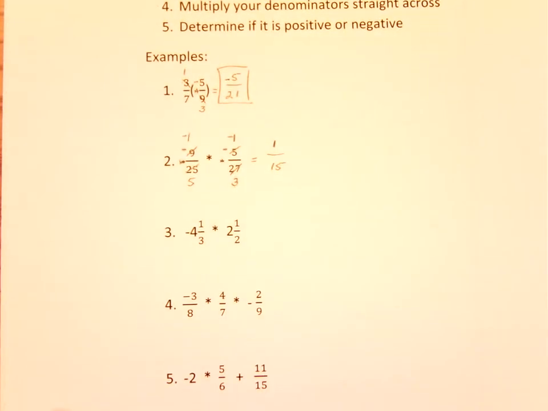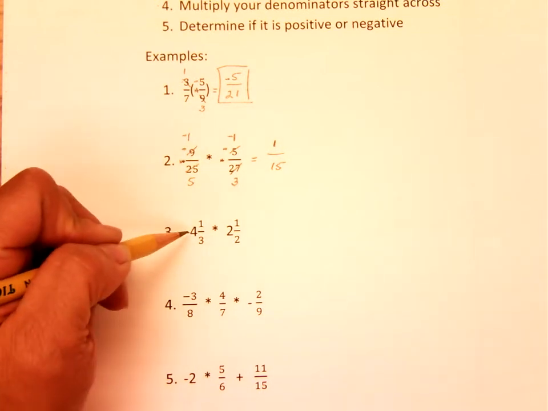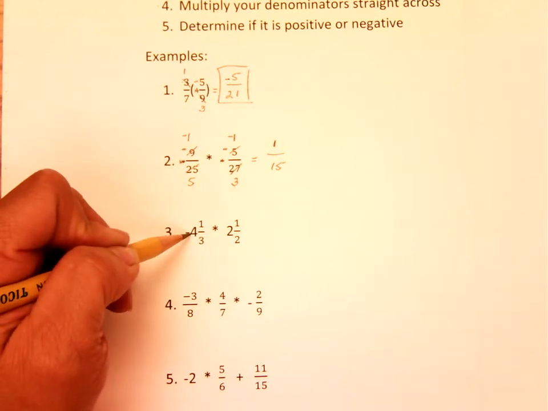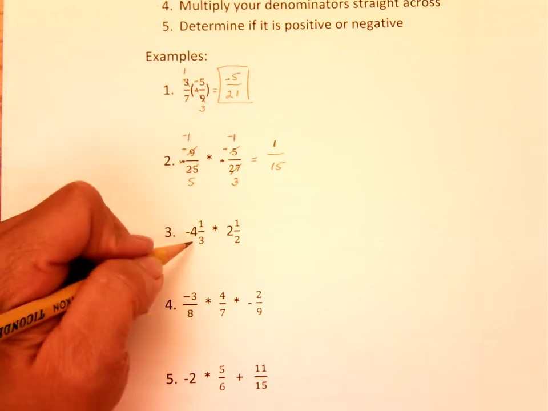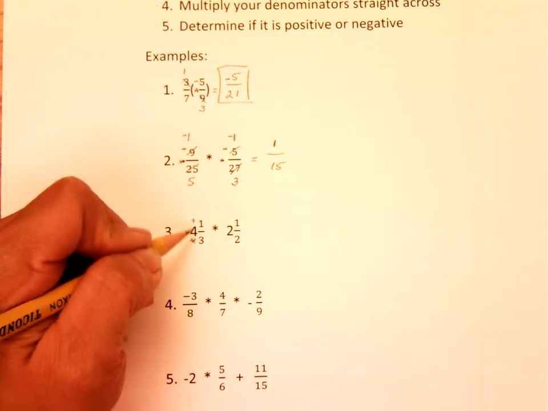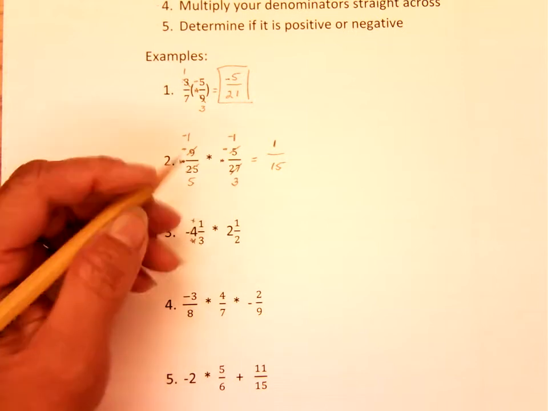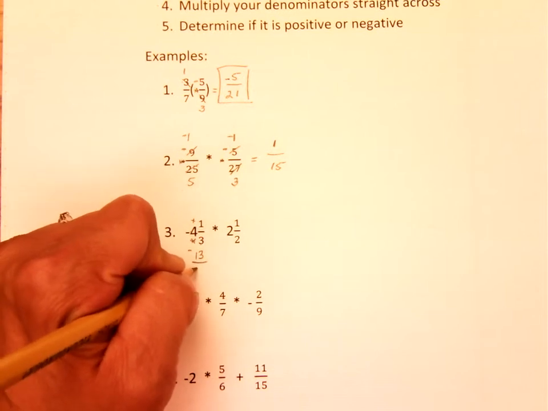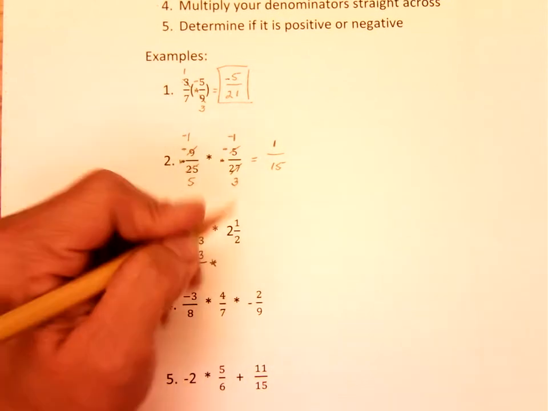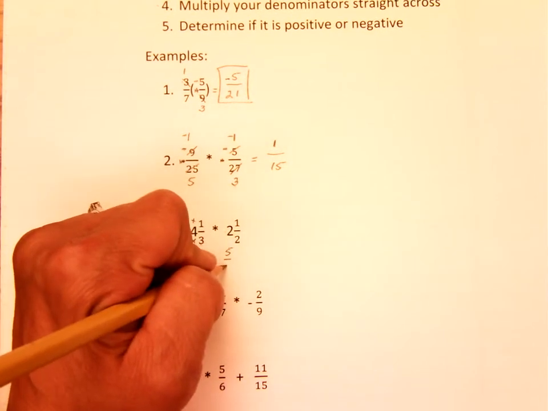Okay, number 3. You have to do the circle of fun. You cannot keep a mixed number to do a multiplication of fractions. So here you have to do the circle of fun. So 3 times 4 is 12, plus 1 is 13. Make sure you keep that negative: negative 13 over 3, times 2 times 2 is 4, plus 1 is 5 halves.